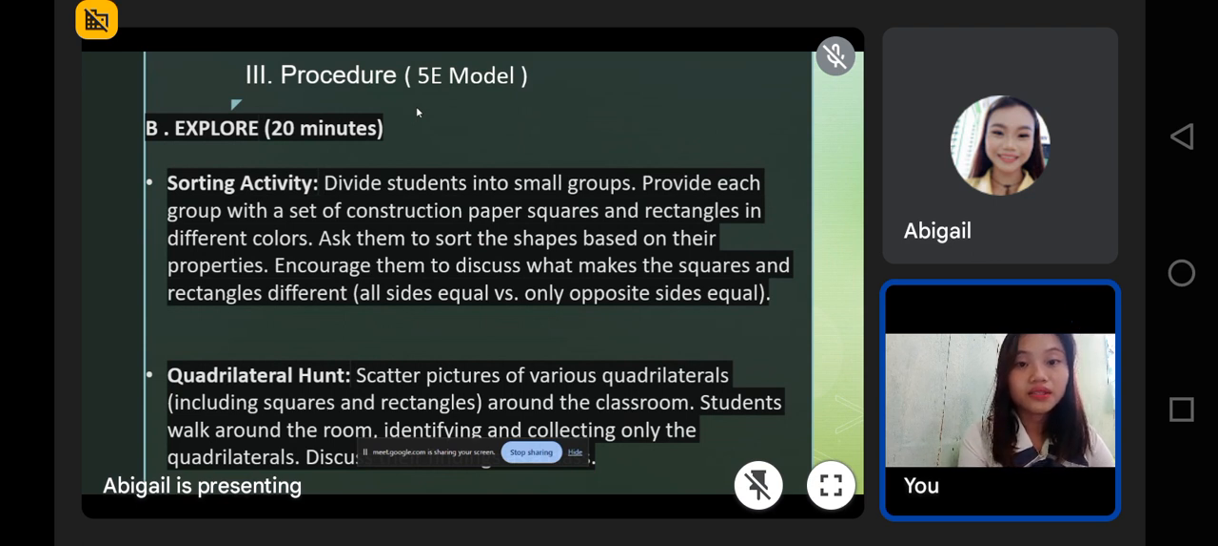And another activity is called the quadrilateral hunt. I will scatter pictures of various quadrilaterals, including squares and rectangles, around the classroom. I will show some pictures to the students and tell them to walk around the room, identifying and collecting only the quadrilaterals.